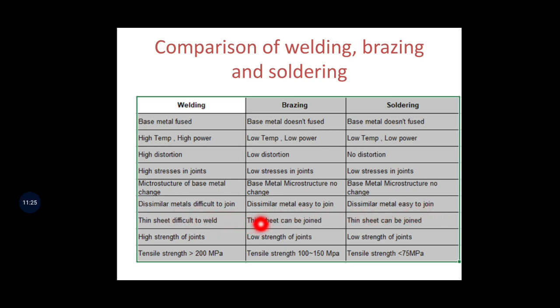Thin sheets are difficult to weld because they will melt; 1 mm or 2 mm sheets cannot be welded without melting. Thin sheets can be joined by brazing and soldering. Welding is a permanent joint, so you get high strength joints, but joint strength is less in brazing and again less in soldering. Tensile strength is more than 200 megapascal for welding, 100 to 150 megapascal for brazing, and only 75 megapascal for soldering. That is why I told you that you can break it with the help of your hands.